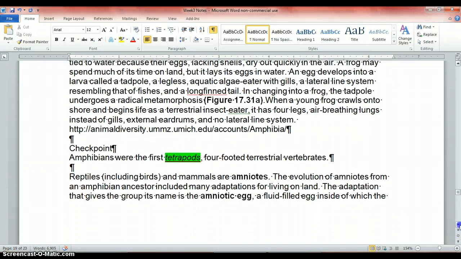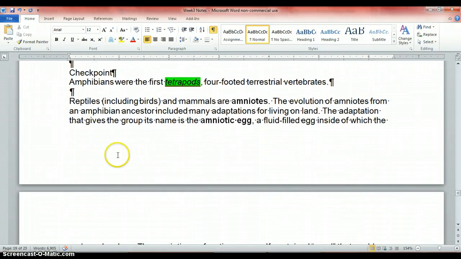Let's scroll down to our reptiles. Reptiles, including birds, because birds evolved from dinosaurs, and mammals are amniotes. The evolution of an amniote is from an amphibian ancestor, including many adaptations for living on land. Because you think about all the stuff that lives in water at this time period, if there's not that much stuff living on land to kill you off, you definitely prefer to have your babies on land than in the water. The adaptation that gives the group its name is the amniotic egg.